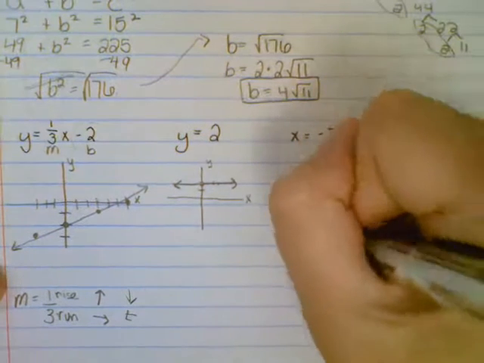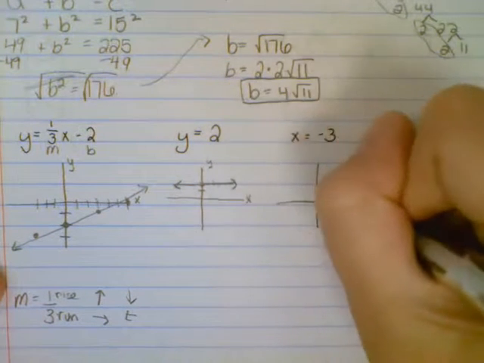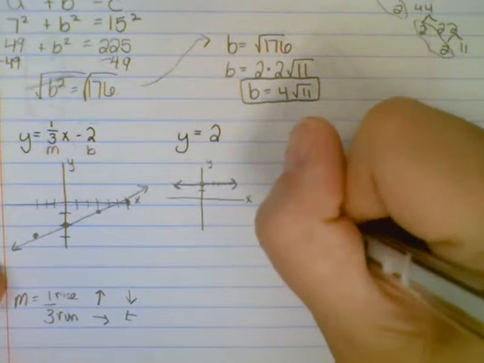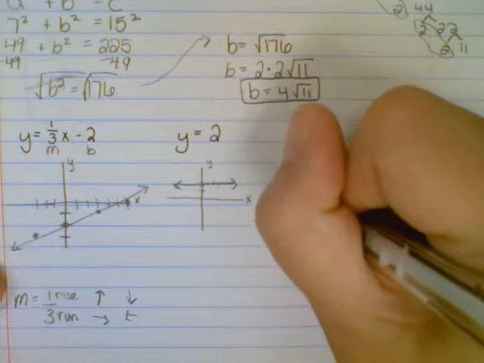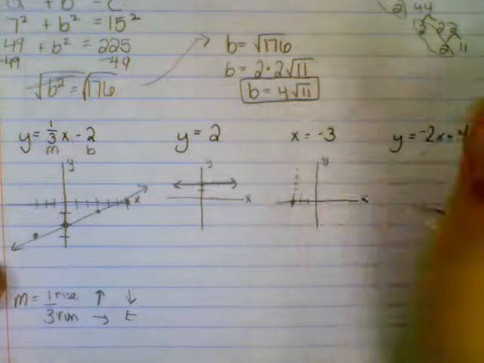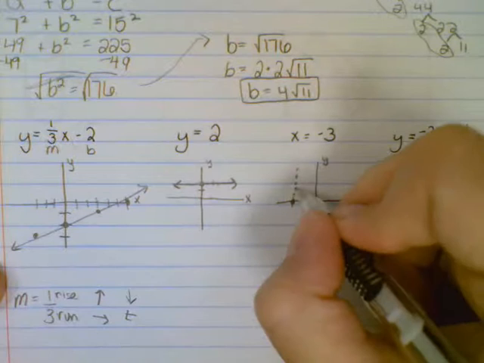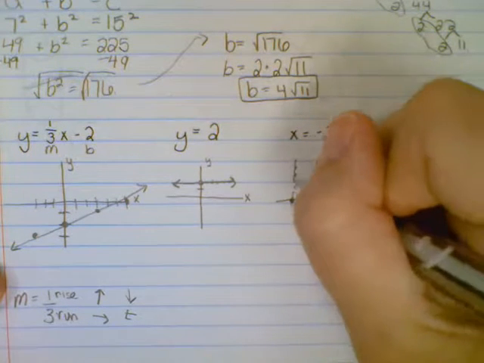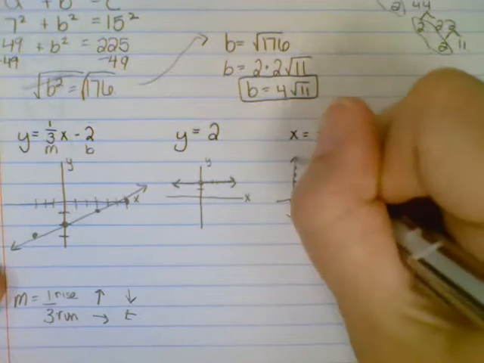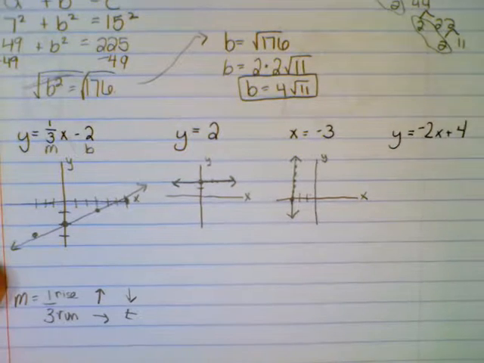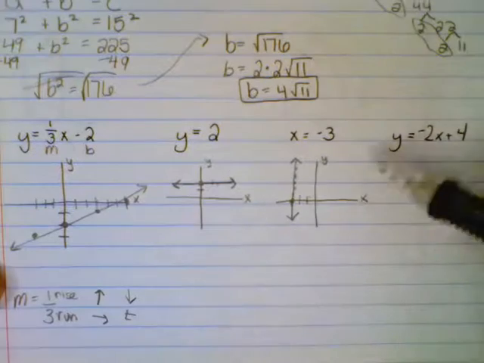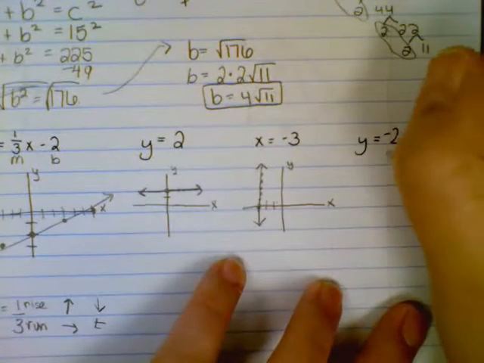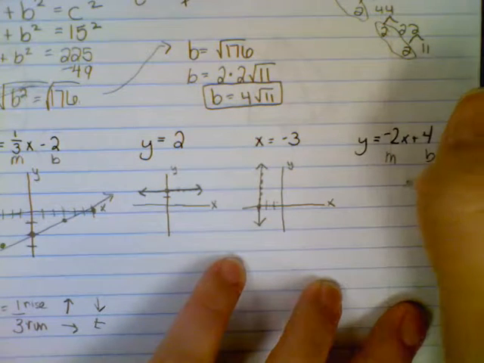So if we think about that same idea for x equals, so x = -3 over here, and all these points going up. So this is (-3, 1), (-3, 2), (-3, 3), (-3, 4). Okay, so x equals a number is a vertical line. We're going to be doing a lot of these when we do transformations, so we really need to understand that idea.